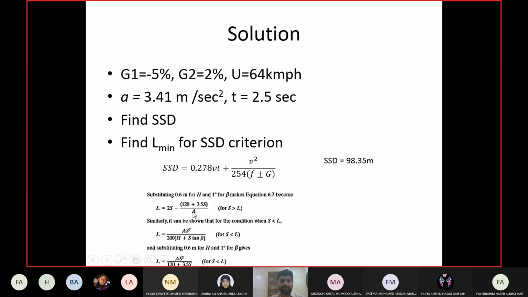Okay. So you try this equation, and then you try this equation. This is for S greater than L, and this is for S less than L. So S less than L gives you 130 meters, S greater than L gives you 145 meters.